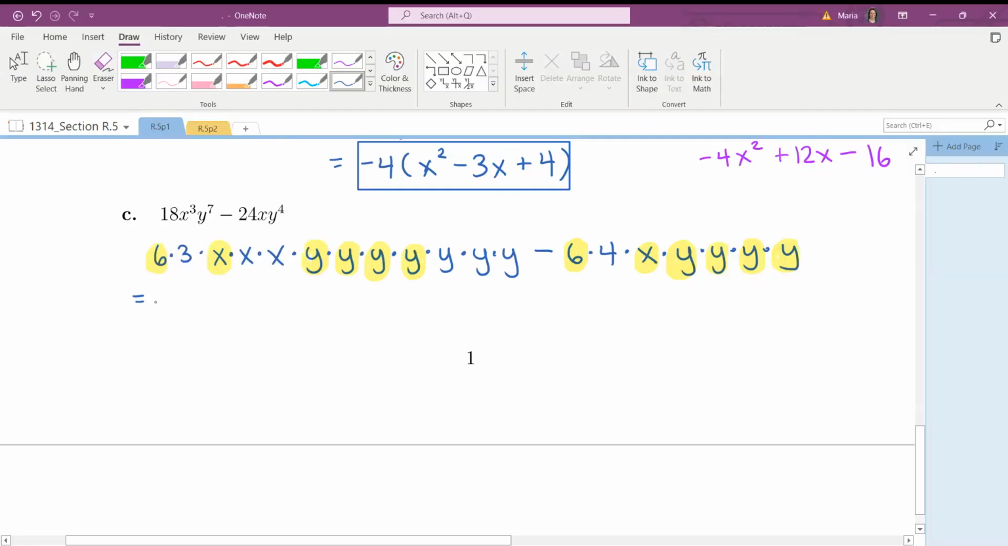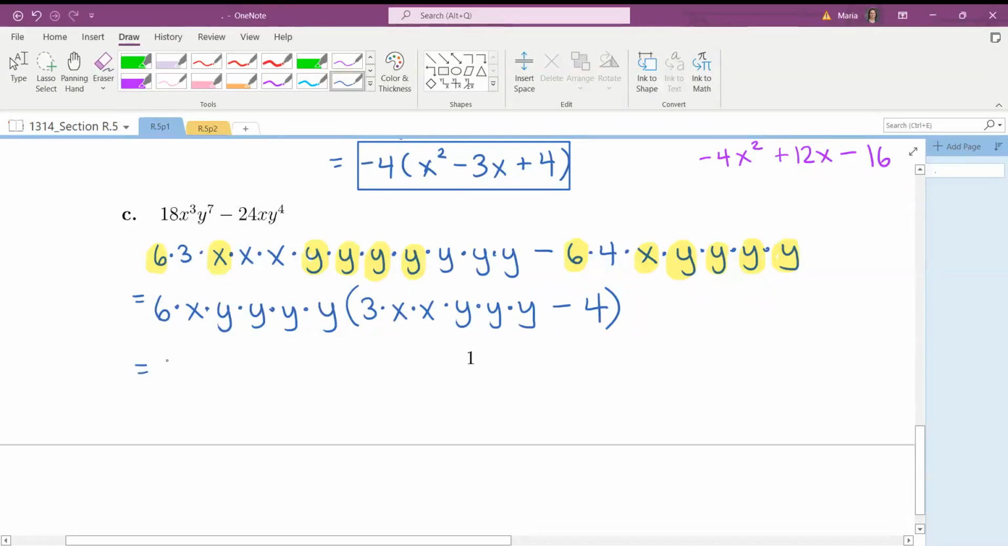So that means my common factor is going to be 6 times x times y times y times y times y. We'll clean that up in the next step. So now I'm going to write what's left. I'm going to open my parentheses. On the left side of the subtraction sign, I am left with 3 times x times x times y times y times y. Then I've got my subtraction sign. On the right side, what's left? Well, just a 4. I took out all the letters. So I'm done. I'm going to close my parentheses.